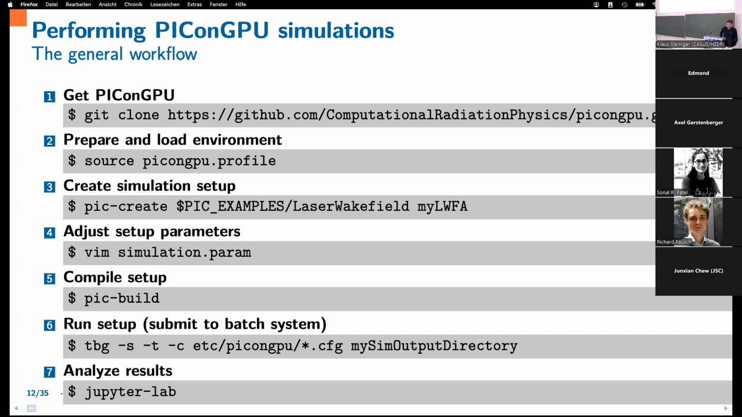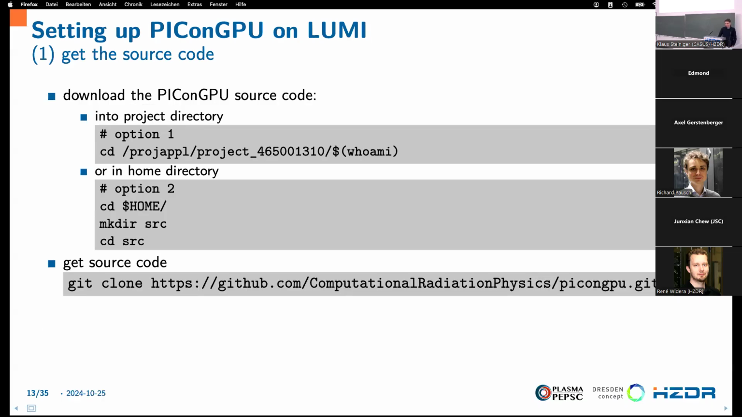Then we'll do some setup parameter adjustments. That's the main part you should do. Then we'll compile it and submit it to the cluster. And then we'll do some data analysis. In this case, it's going to be interactive using the Jupyter Lab right here.